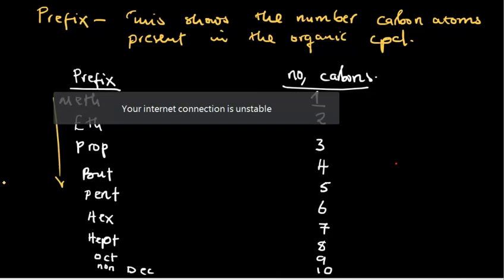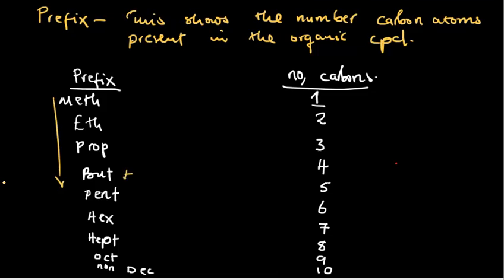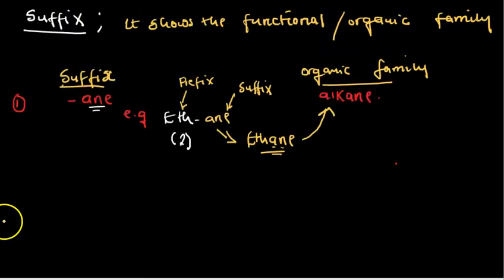Now, if we pick one, I'm not going to pick eth, I'll pick BUT. So if my prefix, meaning the beginning of the name, is BUT, and then the ending is ANE, you add ANE. How are we going to read this name? What is the name of this? Someone to read? What name have we made?